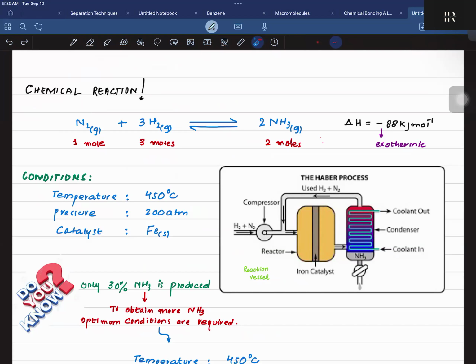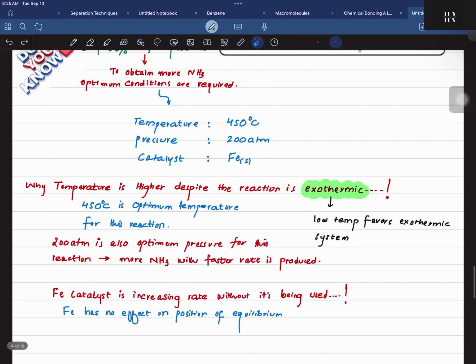Here the environment is favorable for pressure, since we have a reaction with only 4 moles of reactant and 2 moles of product, which means more moles of reactant and fewer moles of product. So if you increase the pressure, the reaction moves forward. This is the reason we are going to apply the pressure as well. Then 200 atmospheres is also the optimum pressure for this reaction.